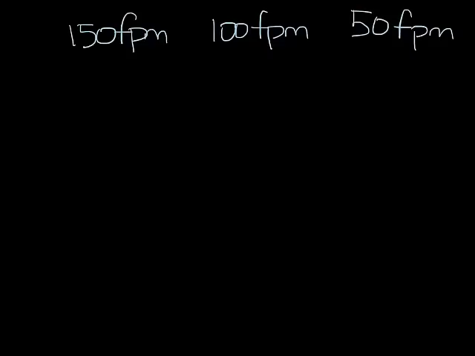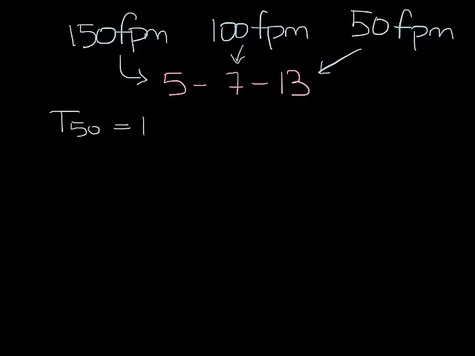So you'll see catalog data that looks something like this, where the 5 is 150 feet per minute, the 7 is 100 feet per minute, and the 13 feet is 50 feet per minute. You may also see something like T50 equals 13, and that means that the 50 feet per minute throw is 13.